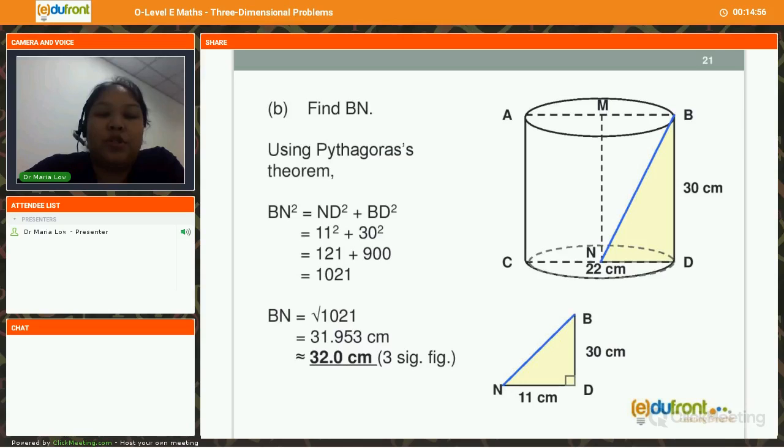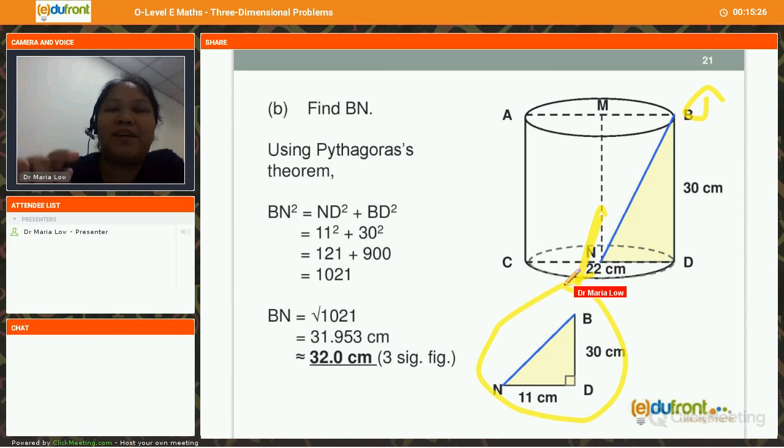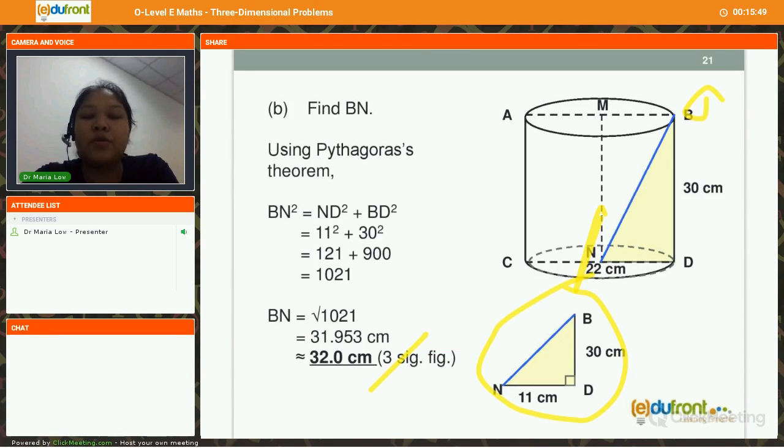The next part of the question says we need to find BN. If you look at BN, this time B is connected to the center of the circle. So we have B over here, we have N over here. So what we do is we are going to join the points together to look for a plane. And it so happens that this plane is actually the plane that cuts through the center of the cylinder. And then if you look at it carefully, it's a right angle triangle. So this right angle triangle is being identified. It has a base of 11 cm, it has a height of 30 cm. We need to find a length. So in order to find a length, it's not so difficult because as long as you have a right angle triangle, you can actually use Pythagoras theorem to do the job. So by substituting the relevant numbers in, your answer for BN works out to be 32.0 cm.